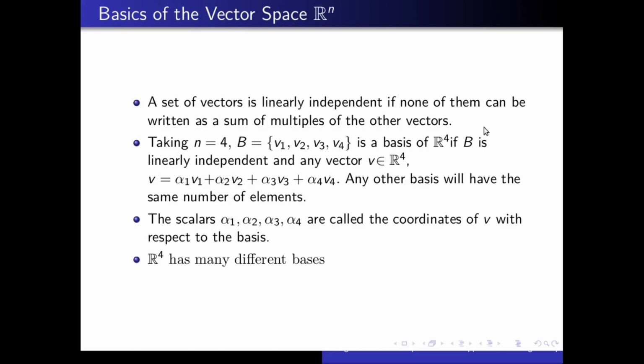The scalars alpha 1, alpha 2, alpha 3, and alpha 4 will be called the coordinates of the vector v with respect to the given basis. And we can have several bases. There are infinitely many, though some are better than others, as we shall see.